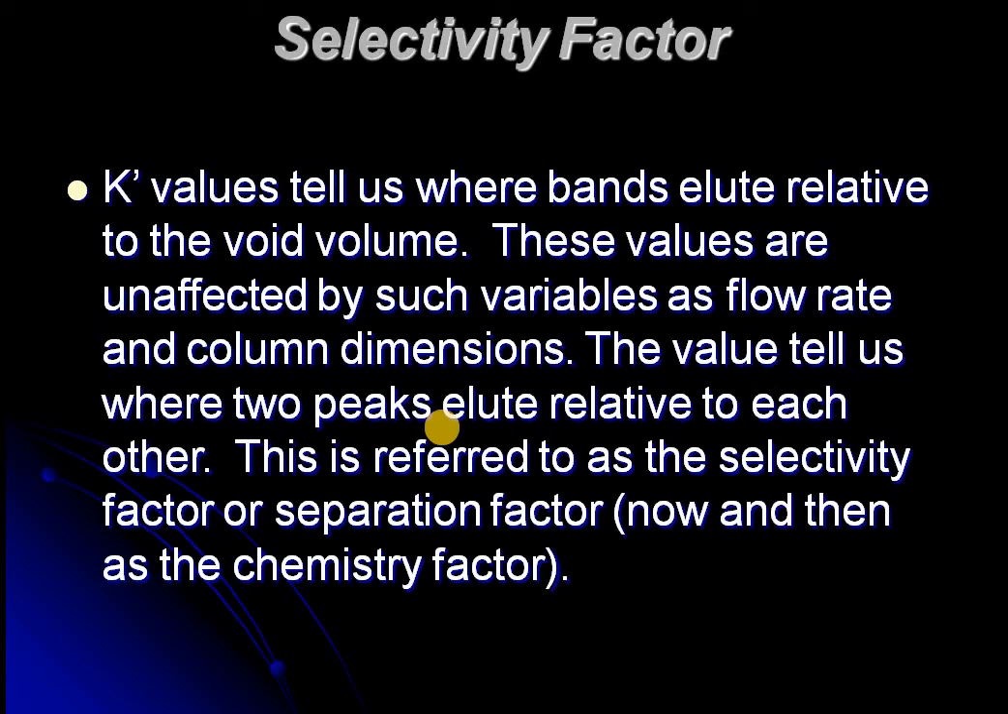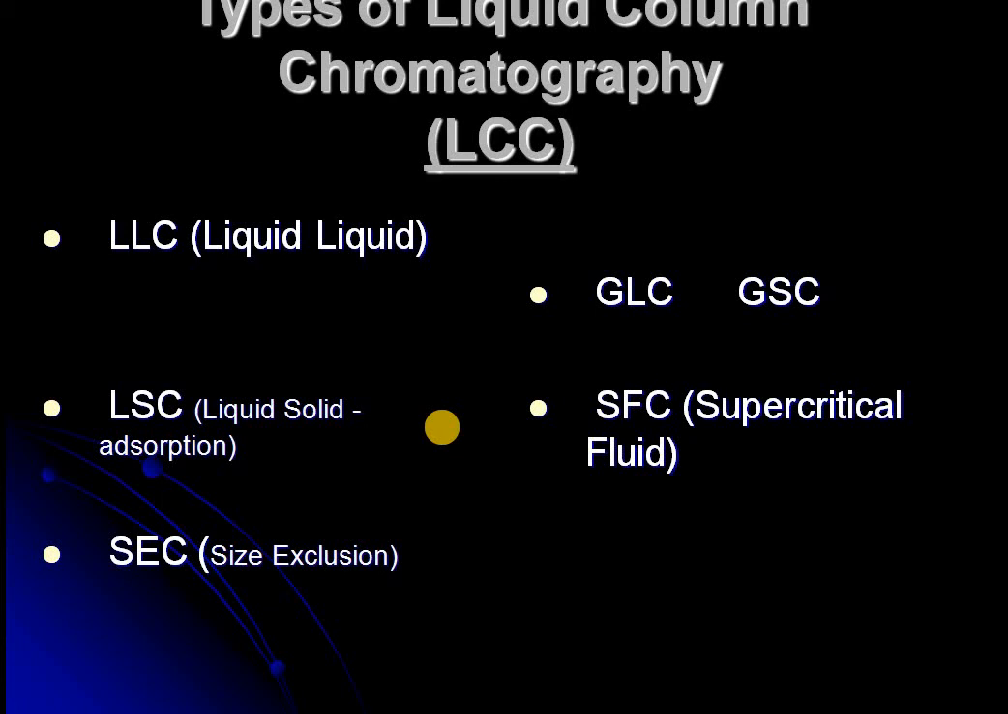Selectivity factor is also. The K value tells us where bands elute relative to the void volume. These values are unaffected by such variables as flow rates and column dimensions. The value tells us where two peaks elute relative to each other. This is referred to as the selectivity factor or the separation factor. Types of liquid chromatography: LLC liquid-liquid, LSC liquid-solid adsorption, SEC size exclusion, GLC, GSC, SFC supercritical fluid.